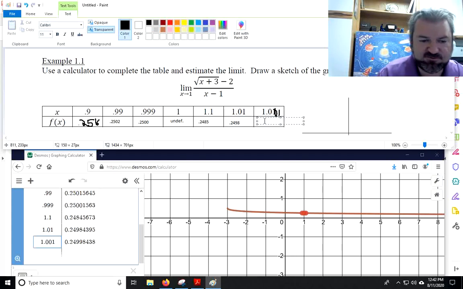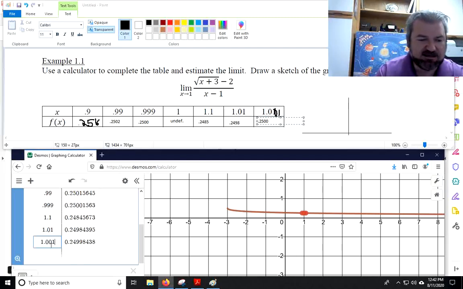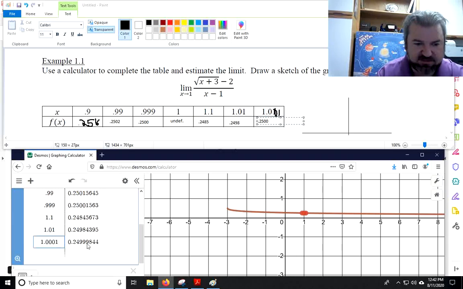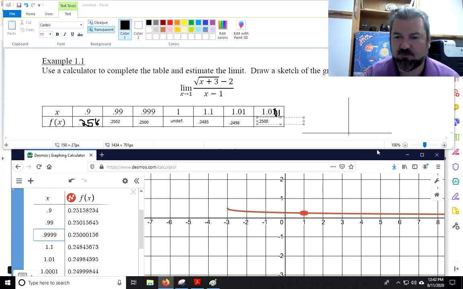That was at 1.001, that's 0.24998. Well, if we round that to 4 decimal places, that's basically 0.2500. Now, it's not exactly 0.25. I'm not trying to say that it's exactly it, but I can add more and more zeros before this 1, and it keeps getting closer to that number. Likewise, I could add more and more 9s to the 0.99. It keeps getting closer to that magical 0.25.